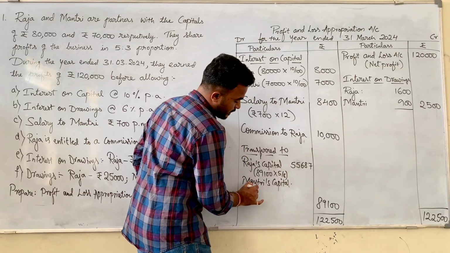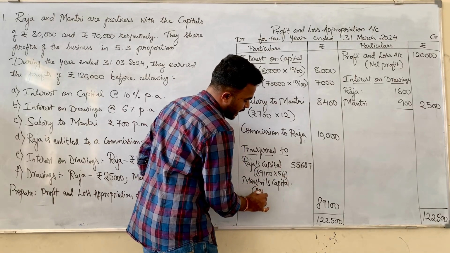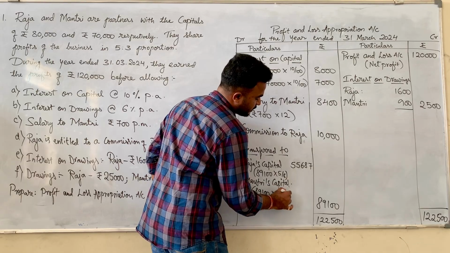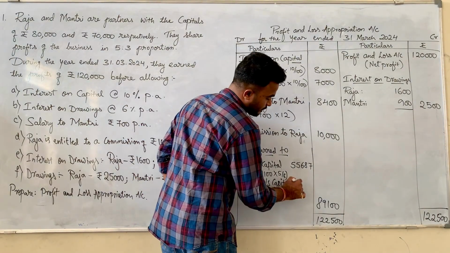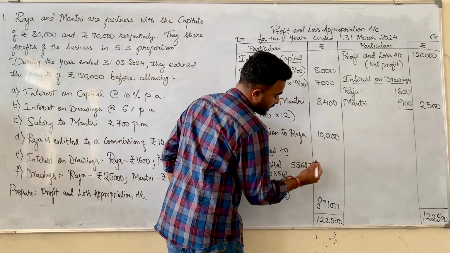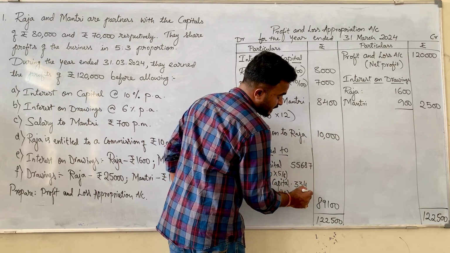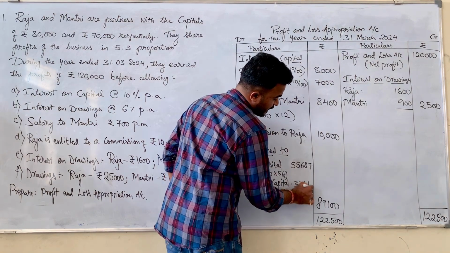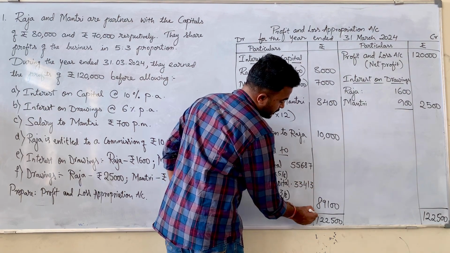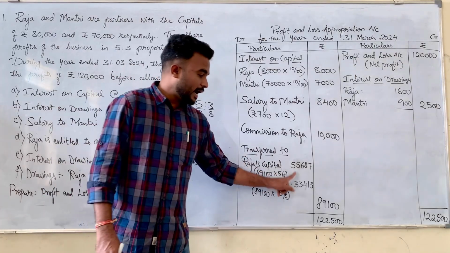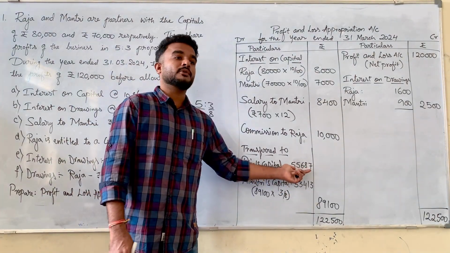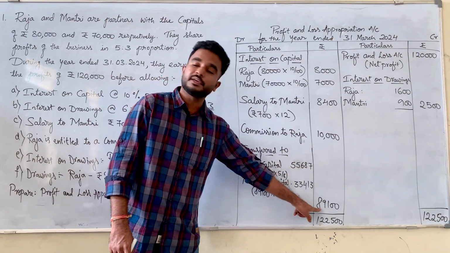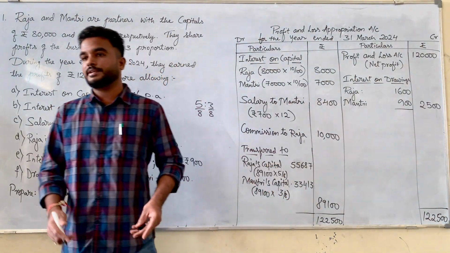Next, 89,100 into 3 by 8, which is equal to the amount. See, while rounding off the amounts, you have to make sure that if you add these two amounts, it should be equal to 89,100.